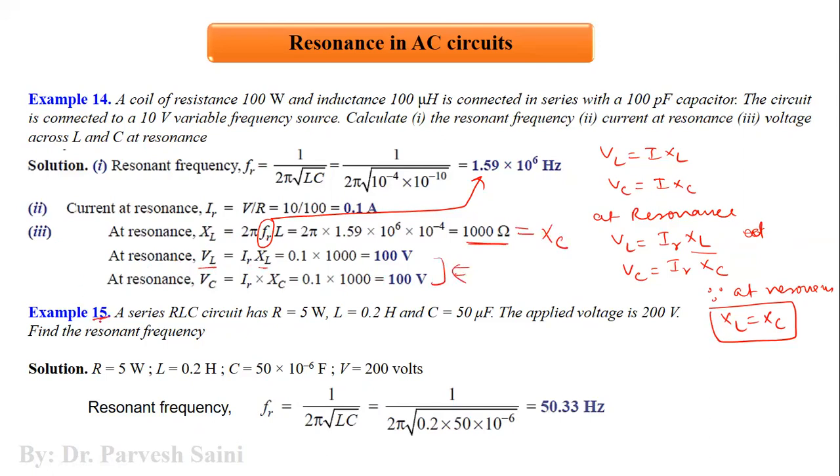Now in the last question here, example number 15, we have a series RLC circuit with these parameters. R is 5 ohm, L and C are given, and a 200 volt source is given. We have to find out the resonant frequency. The resonant frequency is calculated by using this formula. So it is 50.33 hertz.